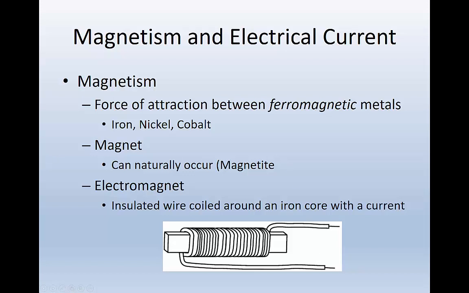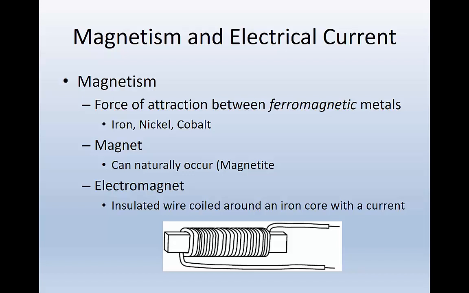All right. So let's get into now how we can actually generate electricity. First off, here we have magnetism. Now, magnetism is the force of attraction between ferromagnetic metals. Examples being like iron, nickel, cobalt, things that we can actually magnetize, okay?